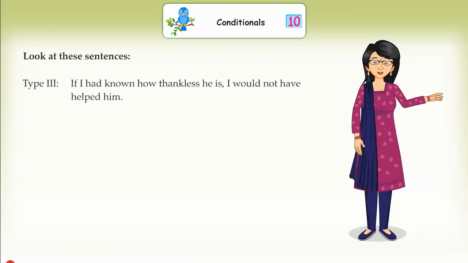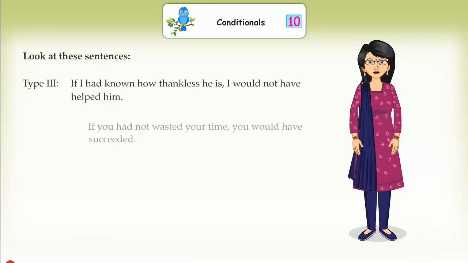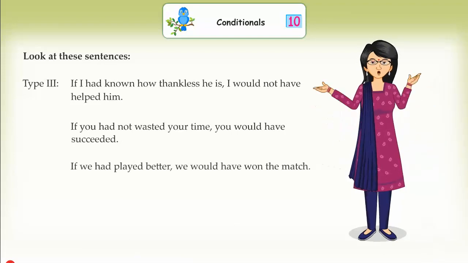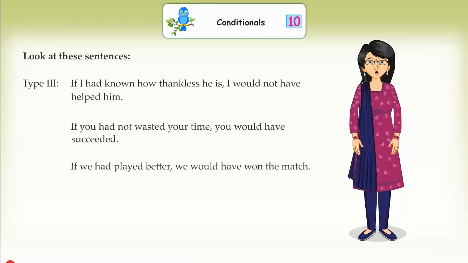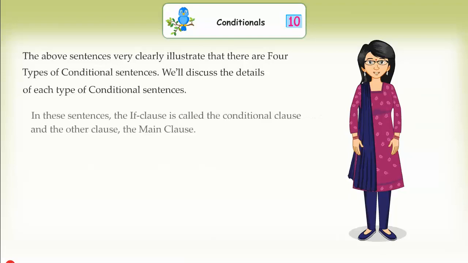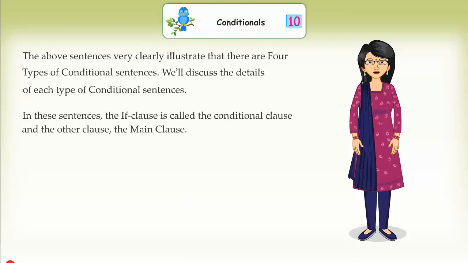Type 3. If I had known how thankless he is, I would not have helped him. If you had not wasted your time, you would have succeeded. If we had played better, we would have won the match. The above sentences very clearly illustrate that there are 4 types of conditional sentences. We will discuss the details of each type of conditional sentences. In these sentences, the if clause is called the conditional clause and the other clause the main clause.